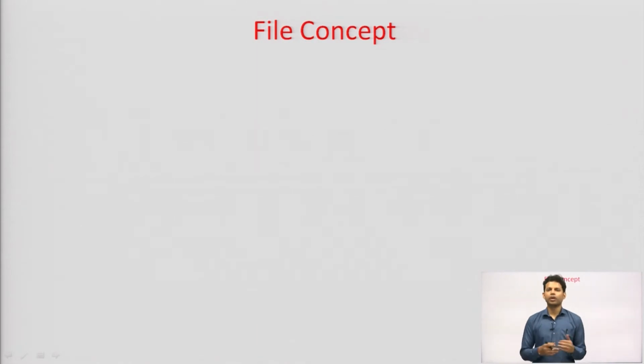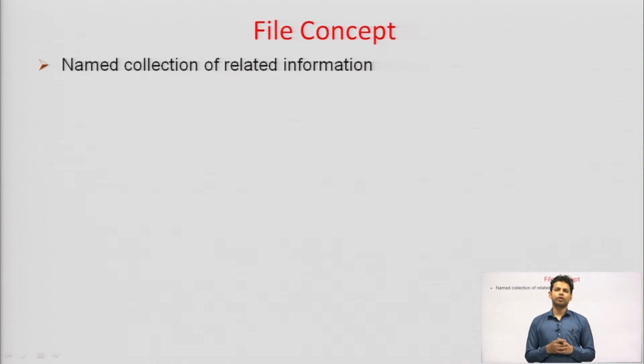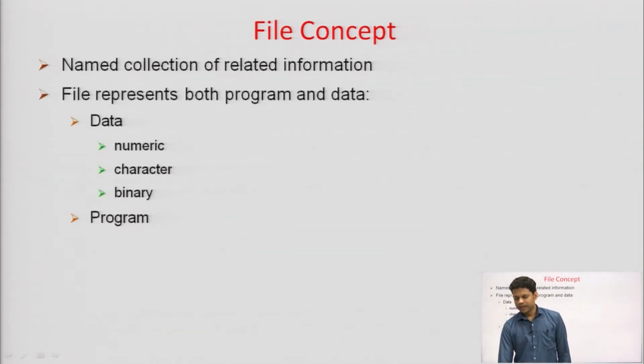I hope you all are aware of what a file is. A file is a record, a named collection of related information. A file represents both data and program. So, it is not simply data, it is a combination of program and data.